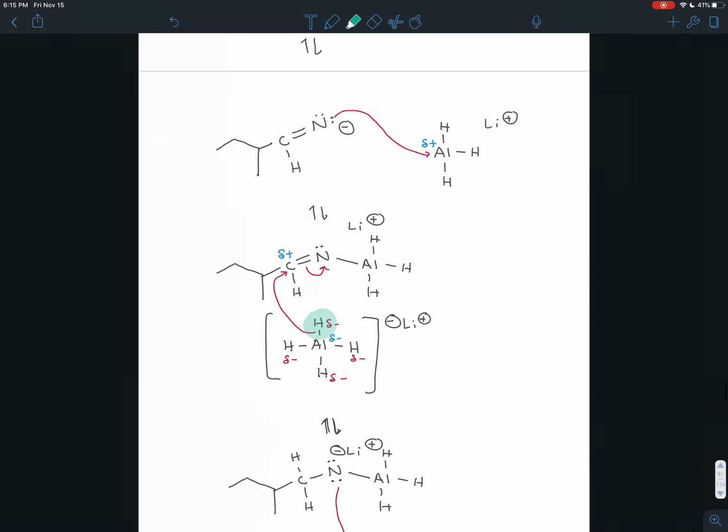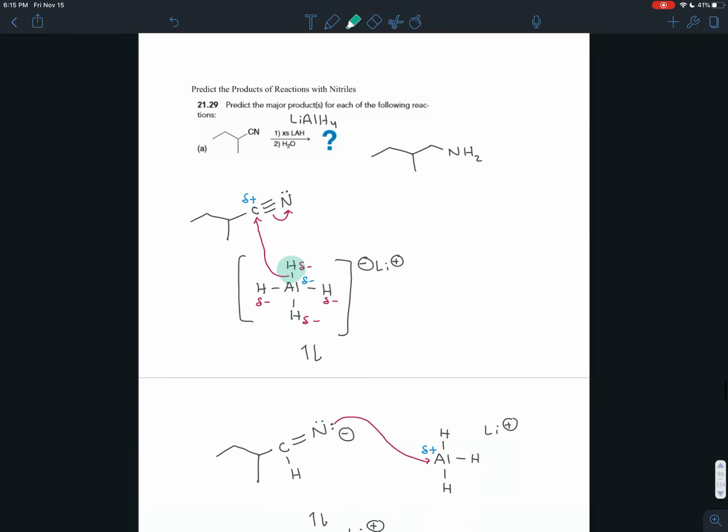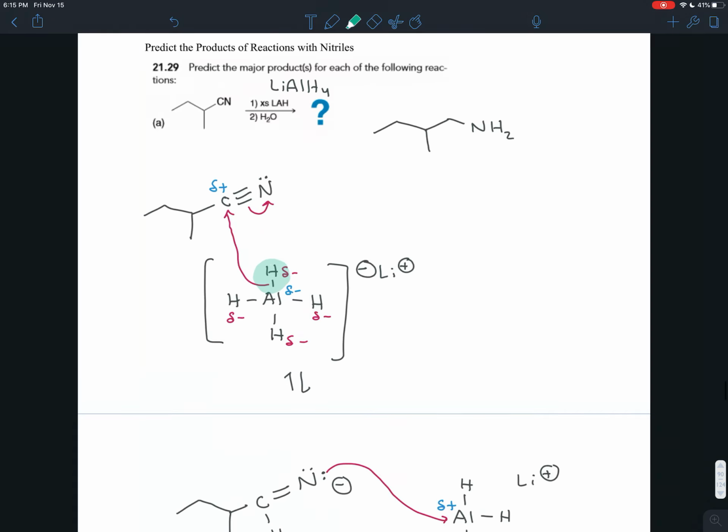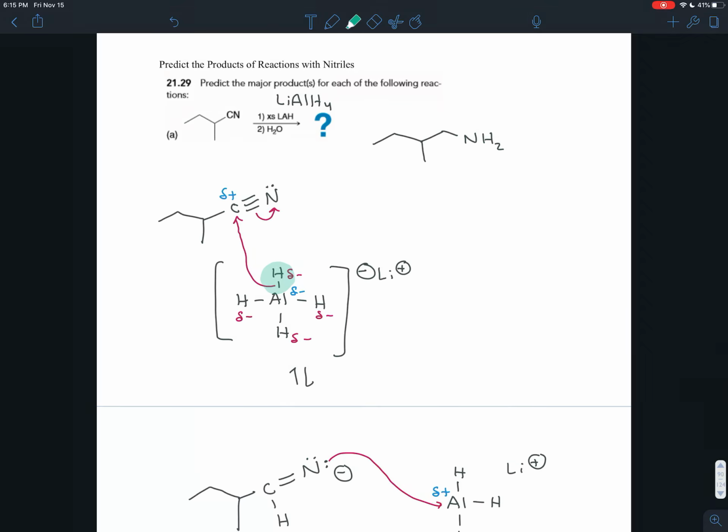Now that is the same as the product that we predicted above, when we just looked at it from the perspective of synthesis. So the long story short, what we learned in A is that if you treat a nitrile with excess lithium aluminum hydride and water, you end up getting an amine.